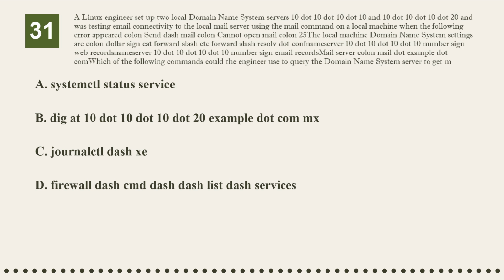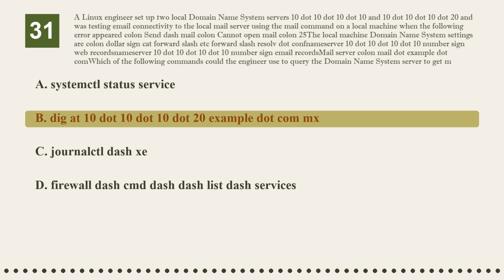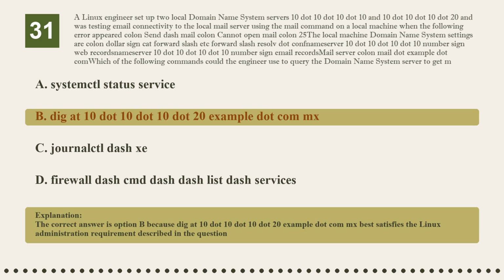Option A, systemctl status service. Option B, dig @10.10.10.20 example.com mx. Option C, journalctl. Option D, firewall-cmd --list-services. The correct answer is option B, dig @10.10.10.20 example.com mx. The correct answer is option B because dig @10.10.10.20 example.com mx best satisfies the Linux administration requirement described in the question.